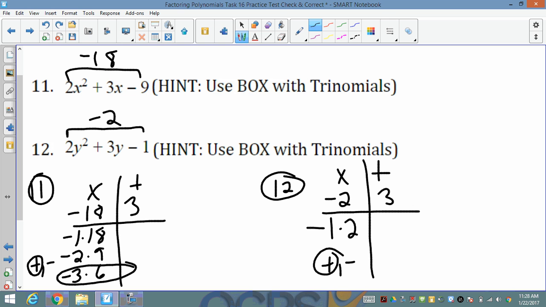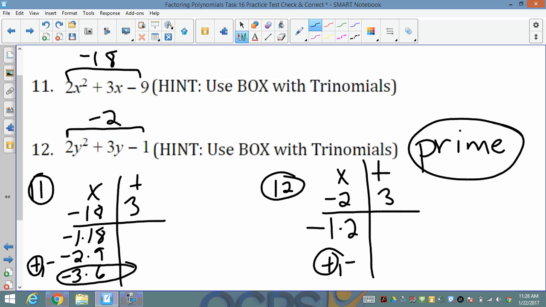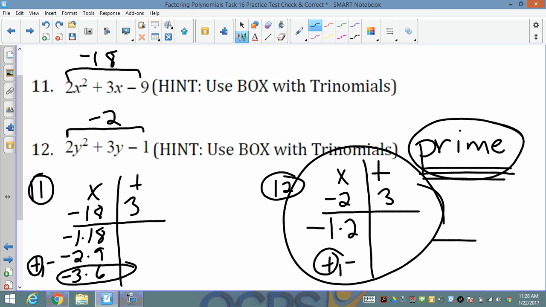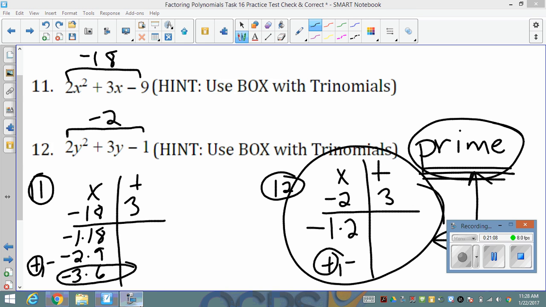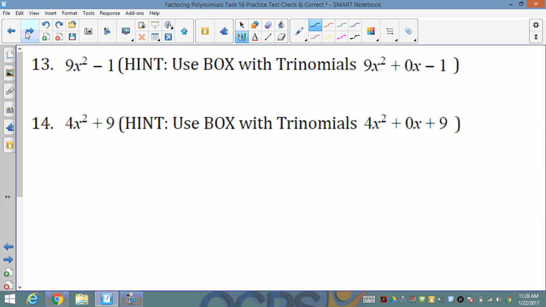Since it doesn't add to 3, this one is also prime. So that's your answer right there. This is your justification. So this is how you show your work for that answer. You listed all your factors and none of them worked. Okay, let's move on to number 13 and 14.